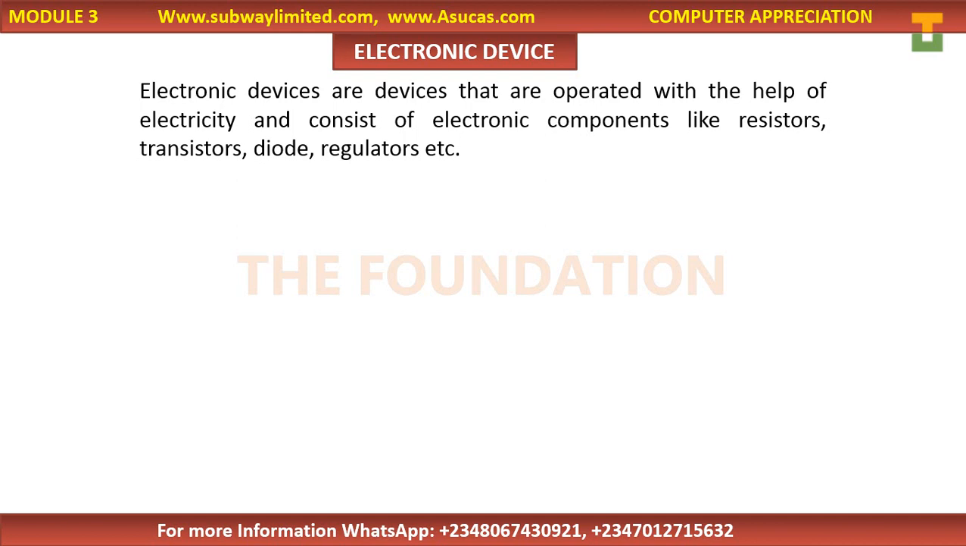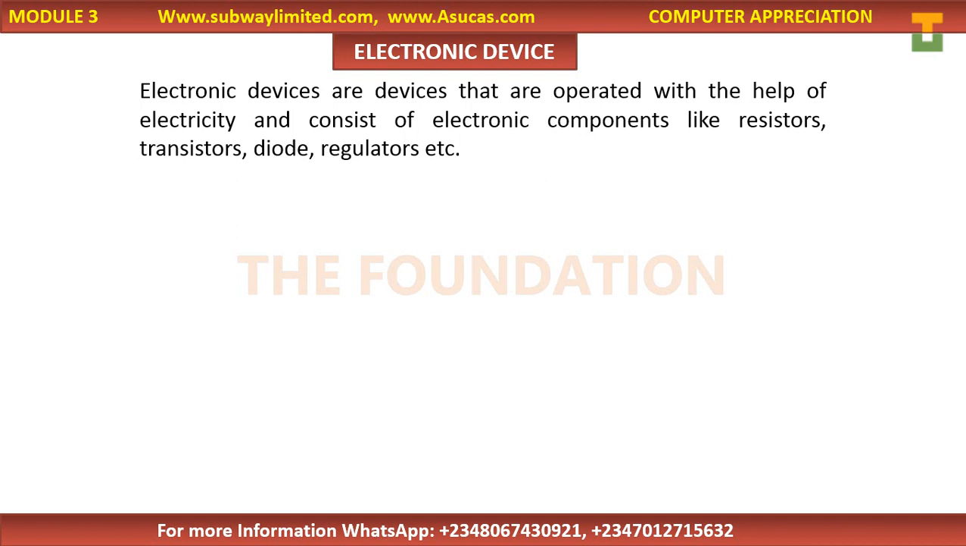So when we say something is an electronic device and we are attributing it to computer, that means if you don't have power, if you don't have electricity where you are, you cannot operate the computer. So we say computer is an electronic device that is operated with the help of electricity and consists of electronic components like resistors, transistors, diodes, regulators, etc.